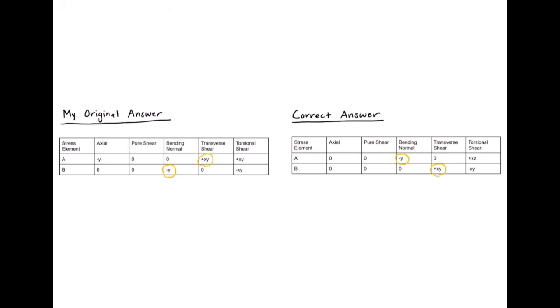For torsional shear stress, I had also mixed up the coordinate directions. I originally put positive xy for A instead of the correct positive xz. This happened because I didn't pay enough attention to how torque affects the beam's different faces. And then there's my biggest "I have no idea what I was thinking" moment. I had axial stress as negative y for element A, which makes no sense. Honestly, your guess is as good as mine.